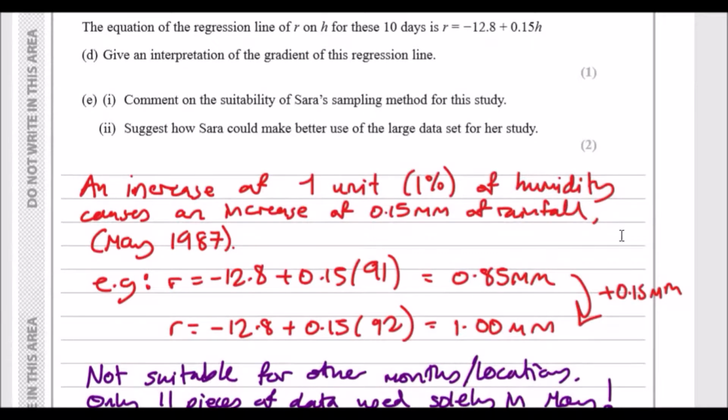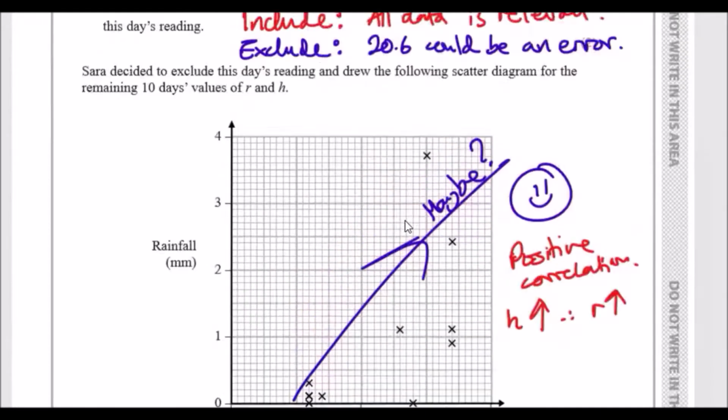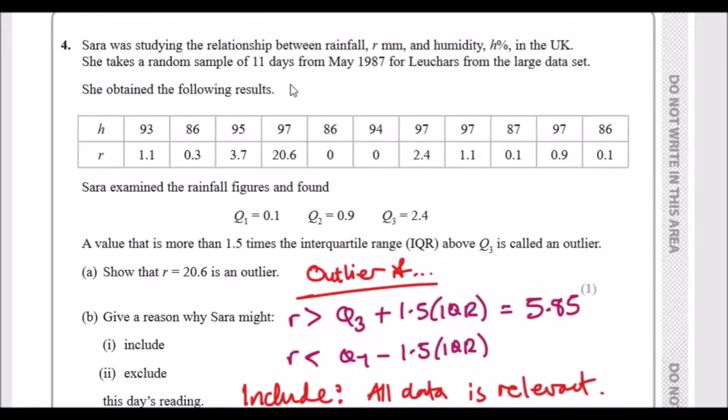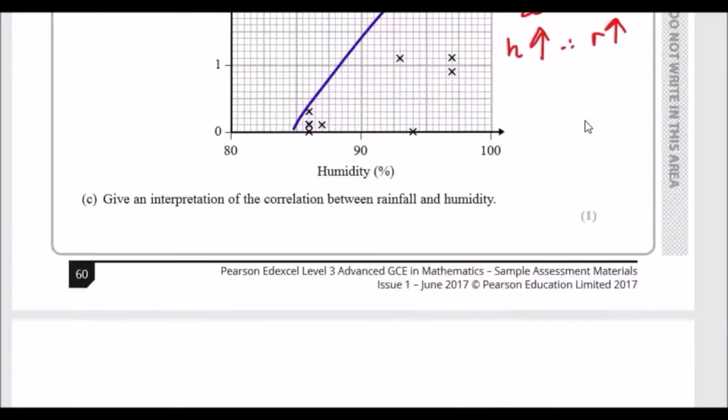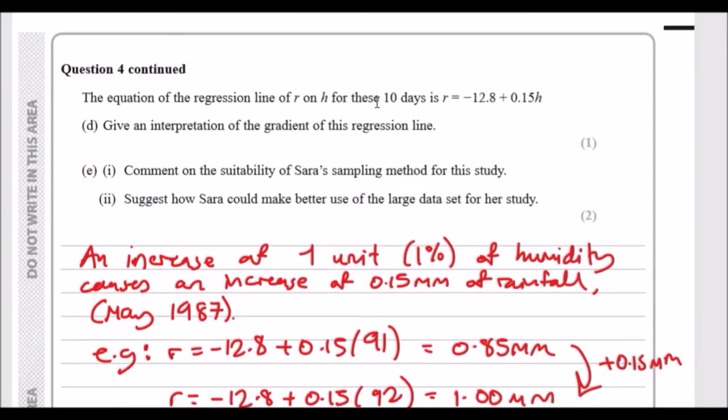So here is an example answer. An increase of 1 unit or 1% of humidity causes an increase of 0.15 millimeters of rainfall in this specific calendar. So it's good to specify where. This is only specific to May 1987 because that's the data set we have. Of course, she only took a random sample of days from May. If you took the whole year, then this would obviously not apply. And yes, I should have said May 1974, Luchars. So that's what you should do.